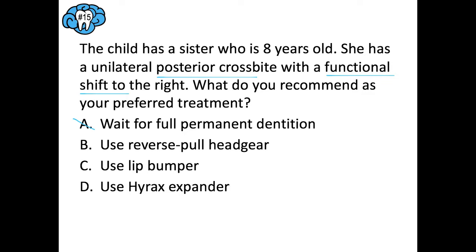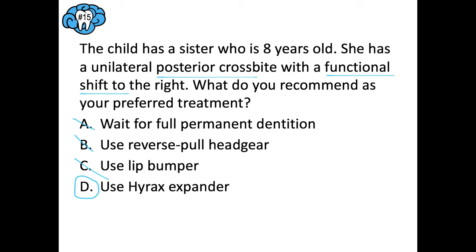Reverse pull headgear, that's for a complete underbite with early signs of skeletal class 3. So we're trying to do some early growth modification. That's not the case here. Using a lip bumper, that would be for moderate lower crowding. Again, that's not what we have here. A Hyrax expander is exactly what we want. We want some kind of rapid palatal expansion to relieve that posterior crossbite.